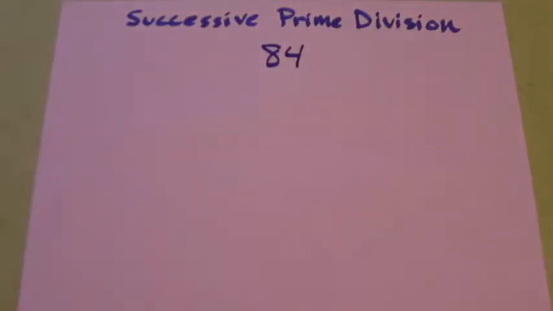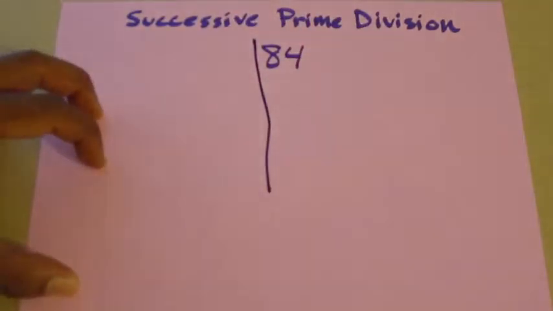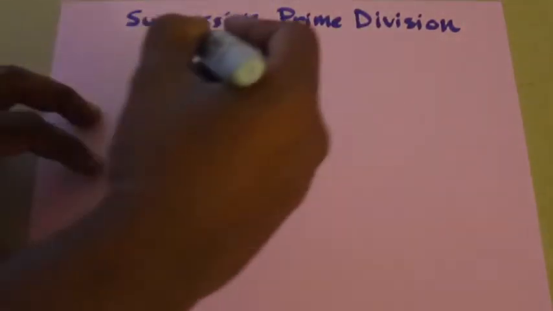And they might be asking us to do the prime factorization for 84, or they might ask us to just list the prime factors, or maybe give some other multiples of 84. And we can do all of this with successive prime division. It starts off with a vertical line to the left of 84, and then a horizontal line.